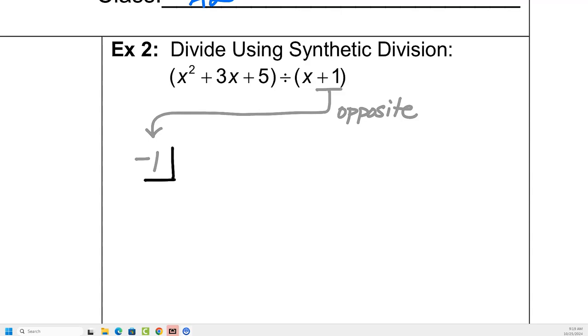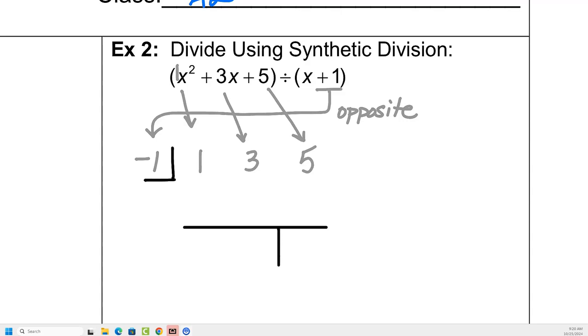Then I'm going to take the leading coefficients. There's no missing terms, so I don't have to worry about placeholders. The coefficient on the x squared is 1. Then the coefficient on the x is 3. And the constant is just the 5. Now I'm going to write numbers underneath the 1, the 3, and the 5, so I'm going to leave space for those numbers. I'll draw a line here. And then between the 3 and the 5, below the line, I'm going to put these double lines, and you'll see why those are important in just a second.